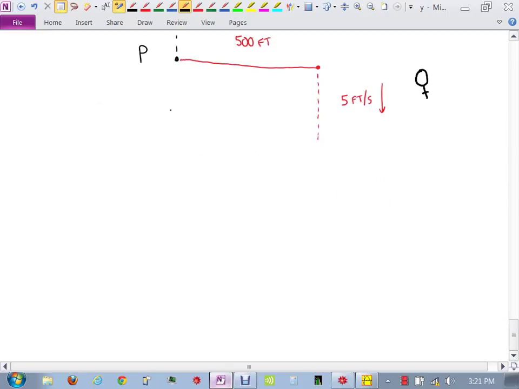So the first thing I'm going to do is reword the problem. She starts 5 minutes after him, right? Woman starts 5 minutes after the man. Okay, 5 minutes. 5 minutes is actually how many seconds? 300?